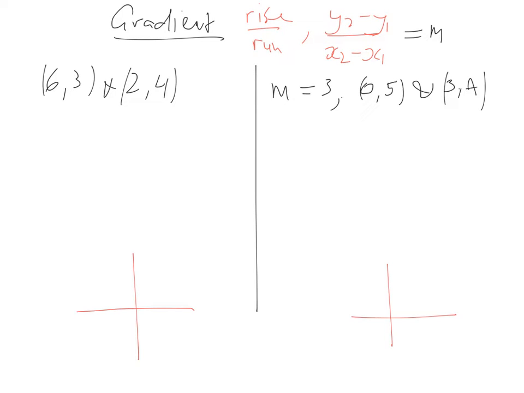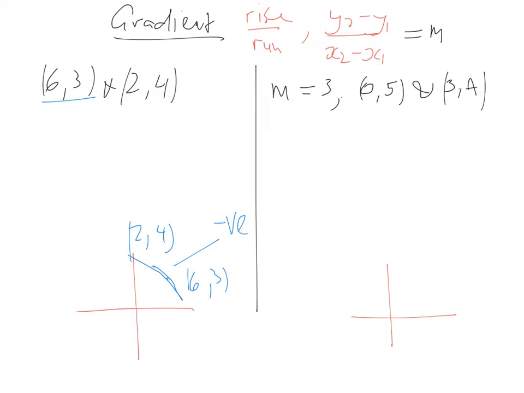So that's what I'm going to do. So over here we've got our points of 6 and 3. So 6 and 3 will be something like this. And the point 2 and 4 will be something like this. So 6 and 3, 2 and 4. So we're doing something like that. So basically from this, I can see that my gradient is negative. So that's what I'm looking for.